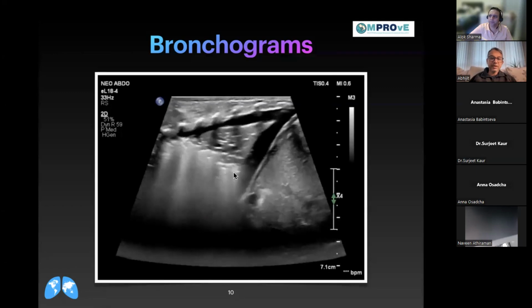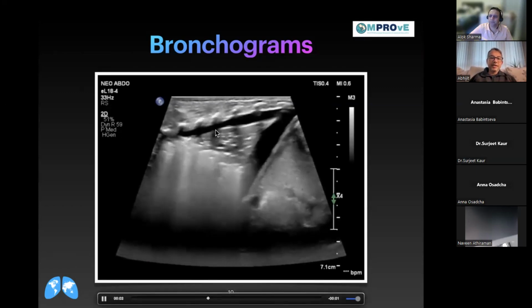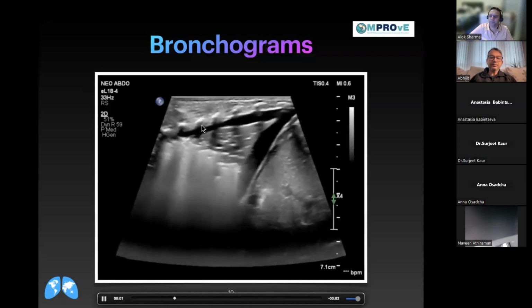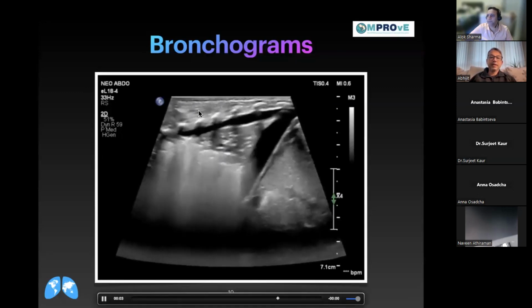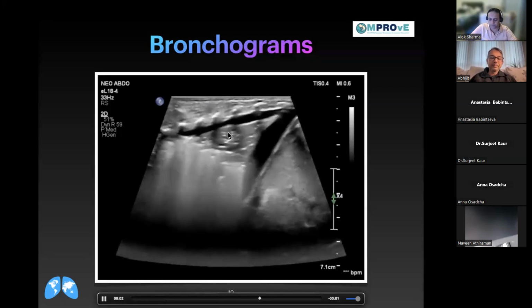So don't get reflected by any other things here, just focus in this area. So you can see acoustic shadowing. So those are your ribs. You can see those ribs. This is a small baby, so the entire lungs have come in one view with the linear probe.